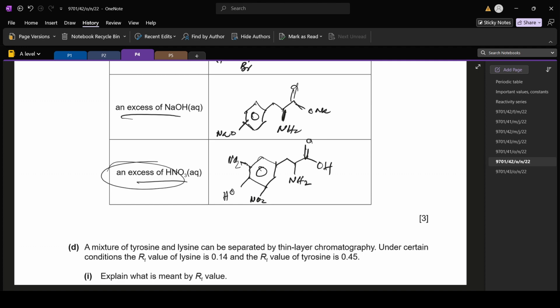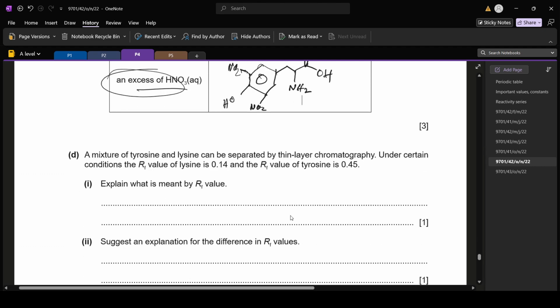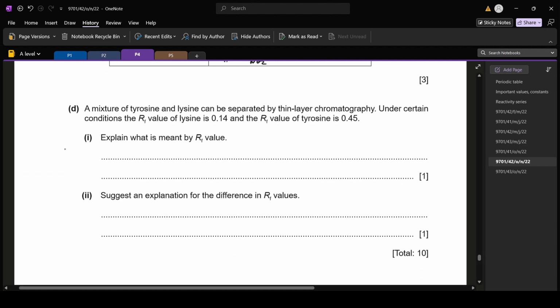Now moving towards next part, part D. A mixture of tyrosine and lysine can be separated by thin layer chromatography. Under certain conditions, the RF value of lysine is 0.14, and the RF value of tyrosine is 0.45. Okay, what is meant by the RF value?